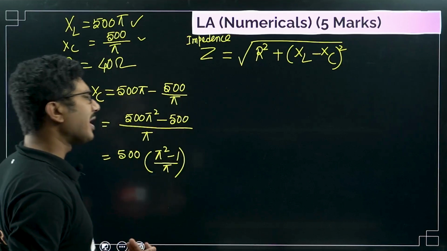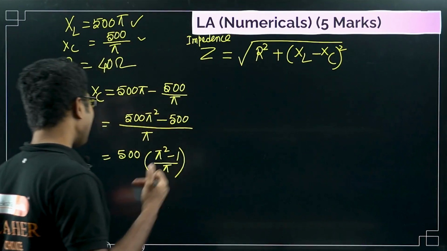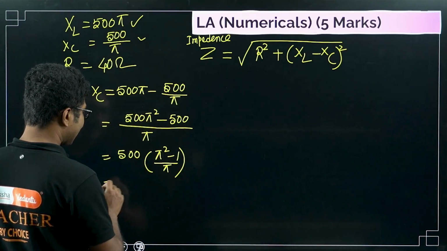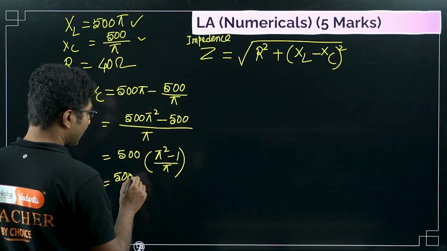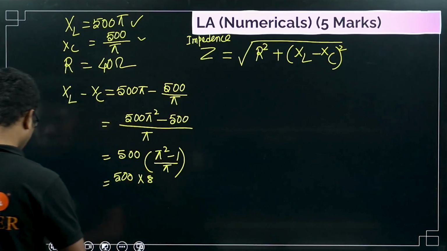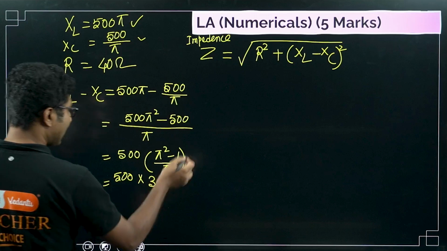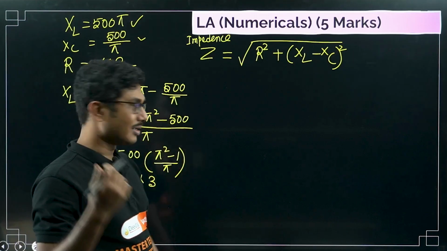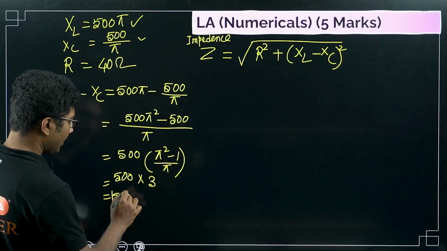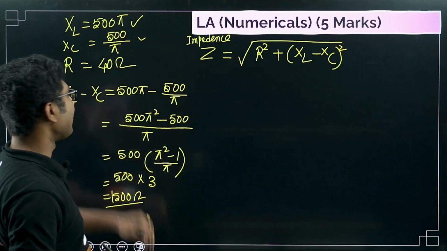Okay, so pi square is approximately 9 point something. Minus 1 is 8, divided by 3. So you will get some approximate value. You can calculate the exact value using your calculator. For me the value will be almost equal to 3. With this, the entire (pi square minus 1) by pi will turn out to be almost equal to 3, so you can take that as 1500 ohm. So this is the value of XL minus XC.